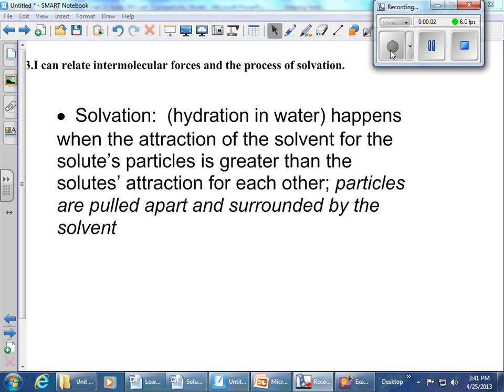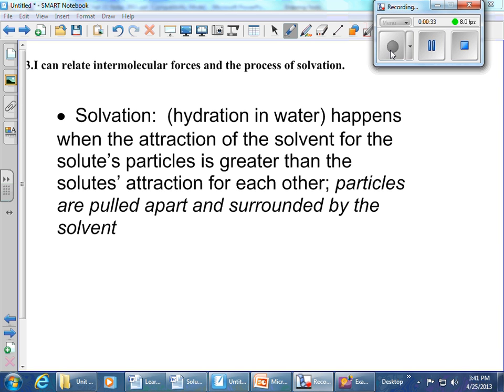All right, learning target number 3. I can relate intermolecular forces in the process of solvation. So solvation is when there is attraction of the solvent for the solute particle. The biggest thing as we look at water: water has a positive end, which tends to be the hydrogen end a little bit more, and then the oxygen is a little bit more negative.